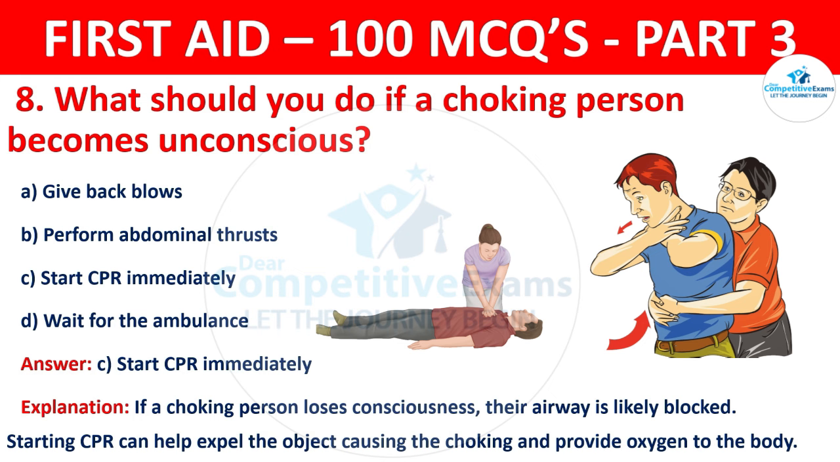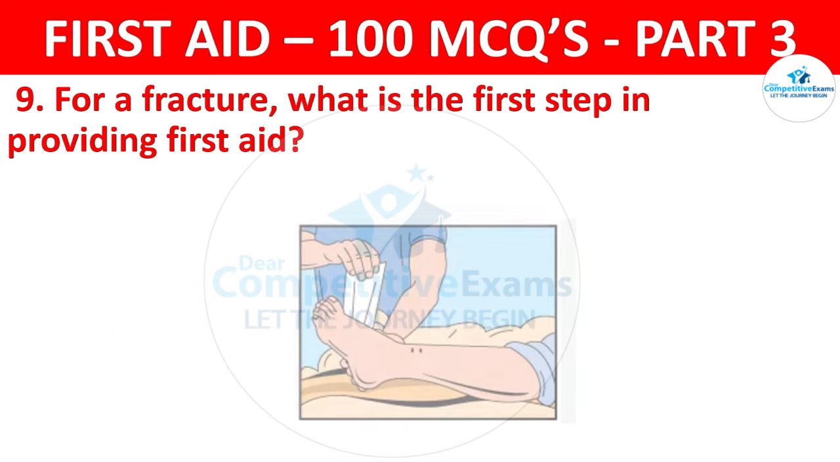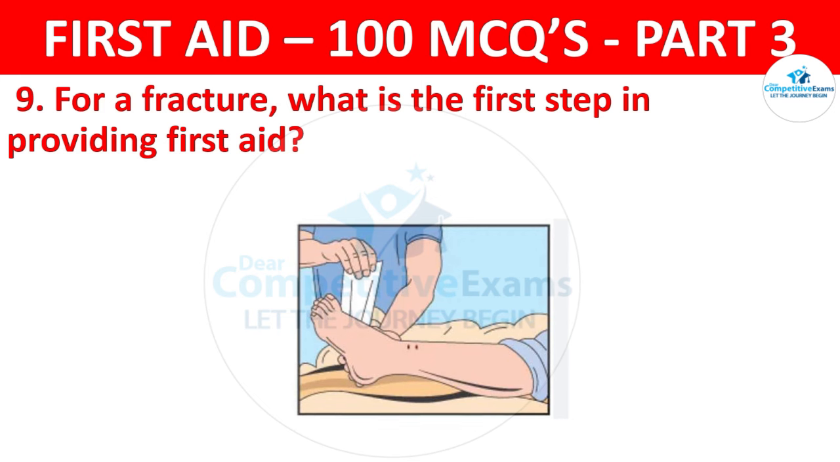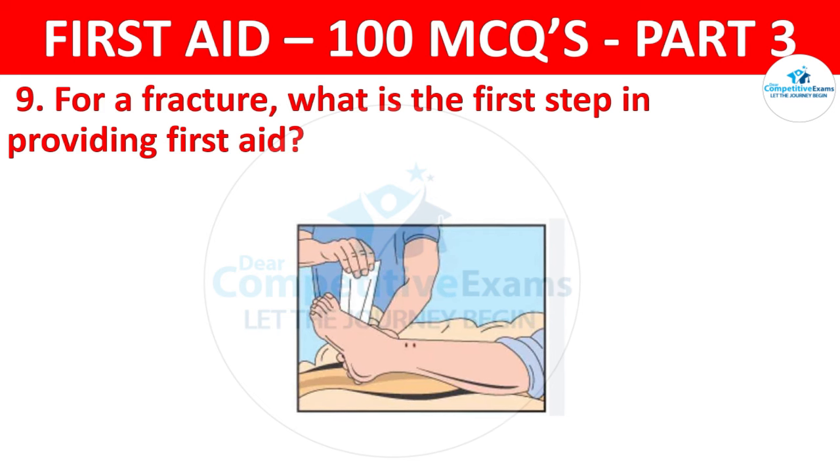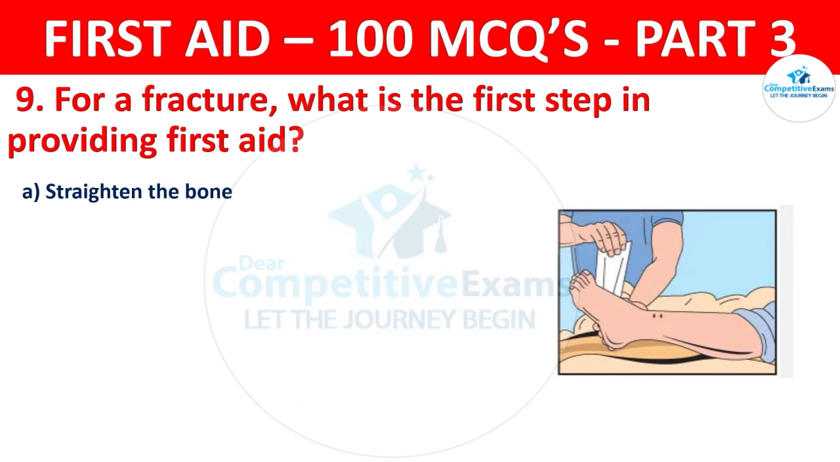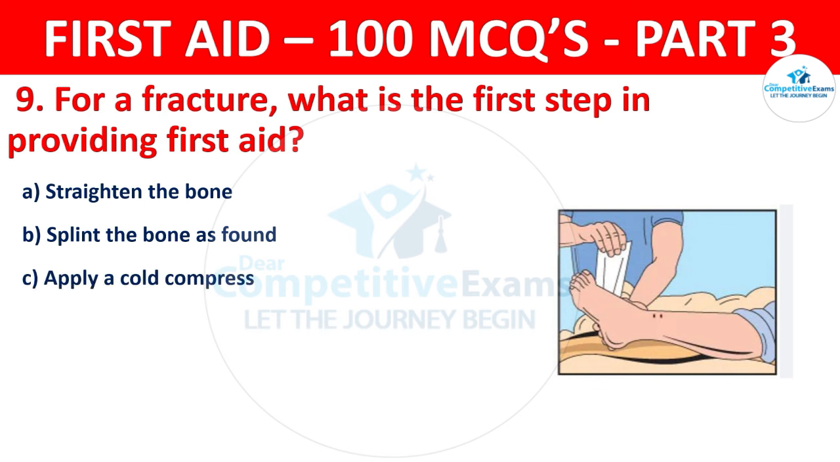Question number 9. For a fracture, what is the first step in providing first aid? Your options are: straighten the bone, splint the bone as found, apply a cold compress, or give pain medication.